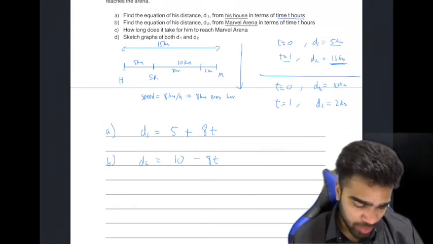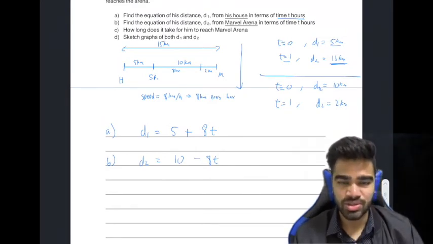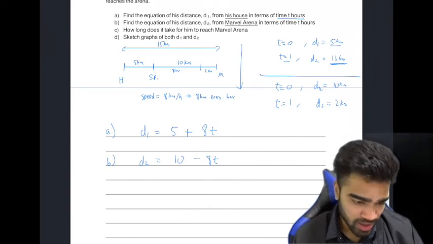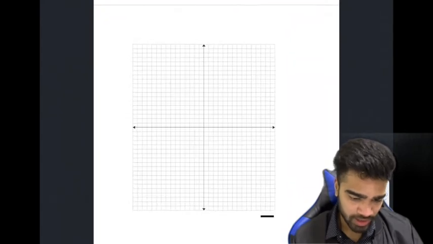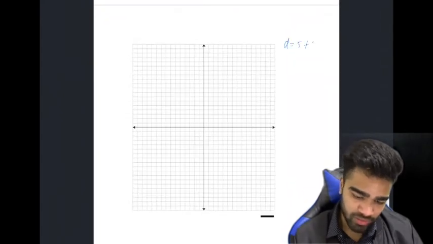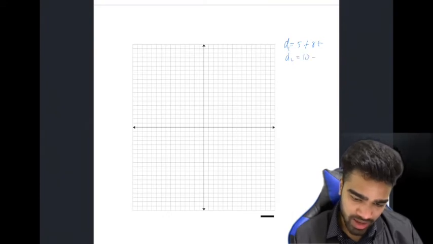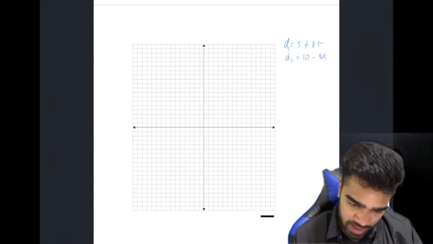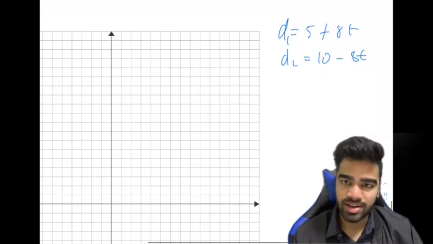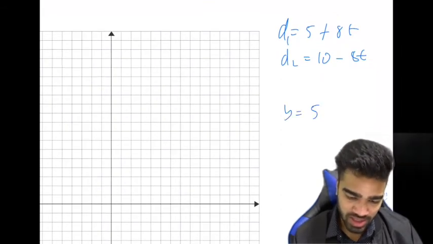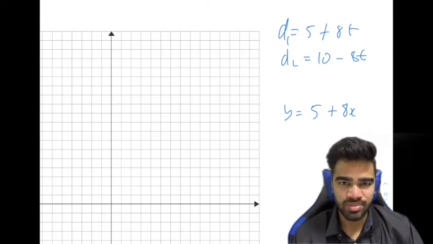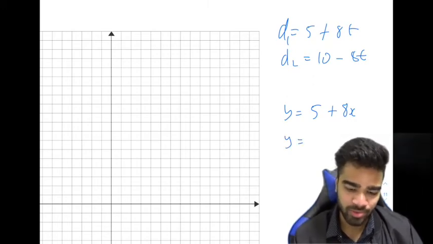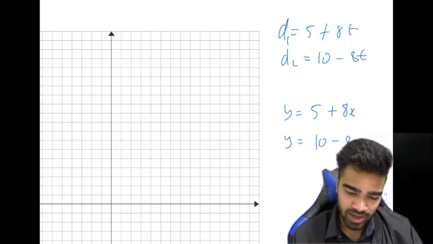I'm going to skip part C and we're going to sketch both of these graphs just to give you an idea of what's going on. So it says sketch both graphs of D1 and D2. Okay, here. So D1 was 5 plus 8t and D2 was 10 minus 8t. Okay, I'm going to rewrite this with y and x just to make it easier to sketch. Y is equal to 5 plus 8x. You don't have to do this. I'm just doing it just in case. It does make it a bit easier, I find, for my students. So y is equal to 10 minus 8x.